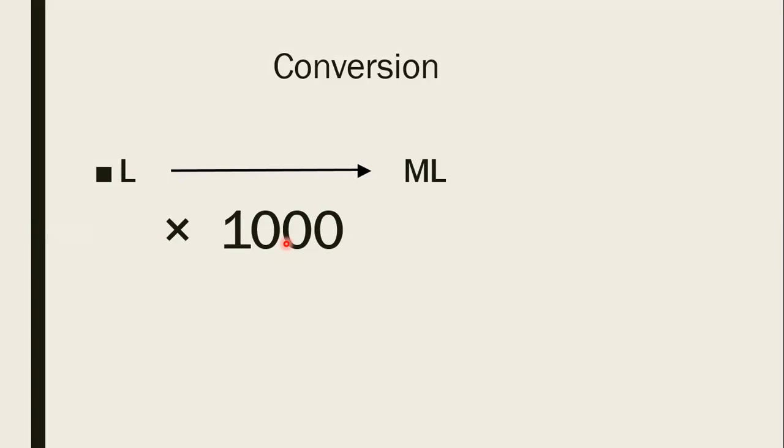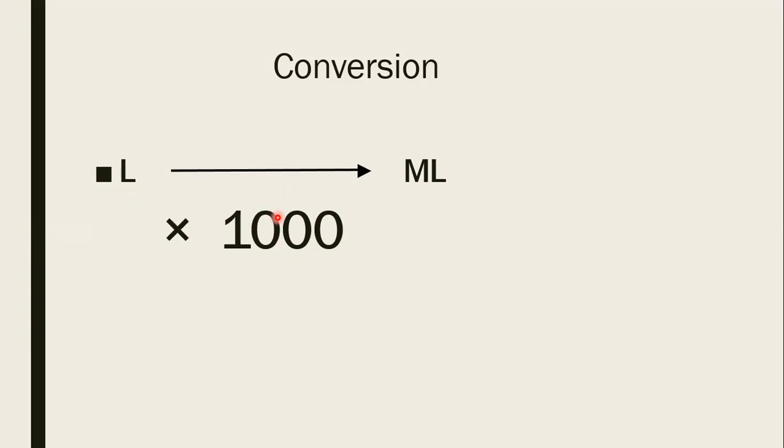So the first thing is that whenever we convert liters to milliliters, we have to do the multiplication by 1,000. Multiplication by 1,000, not 100, not 10, not 10,000, only 1,000.